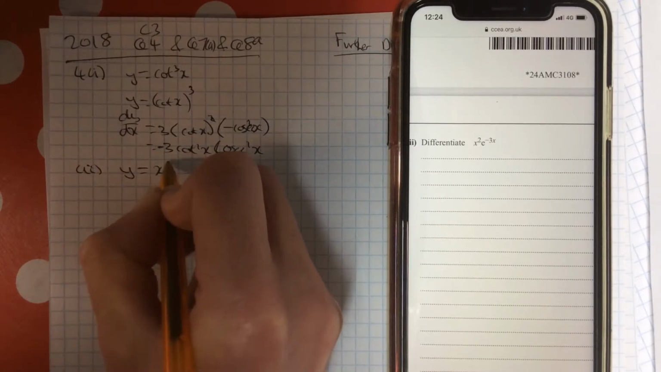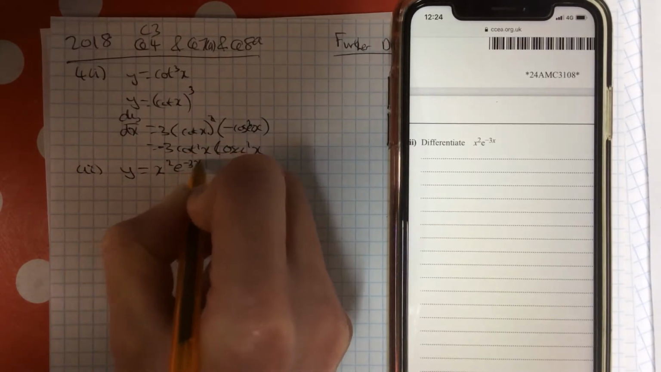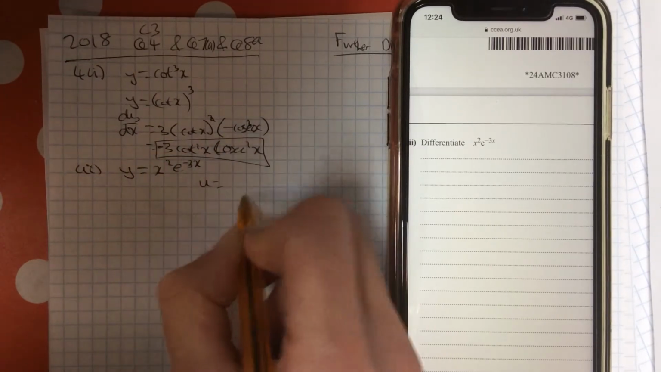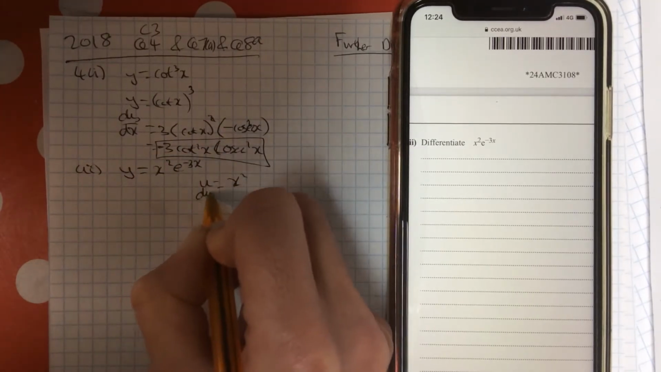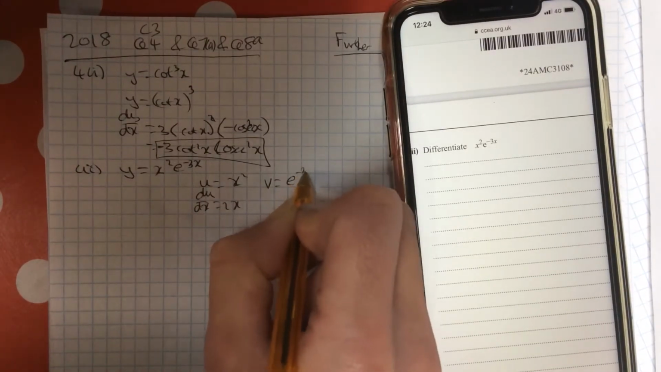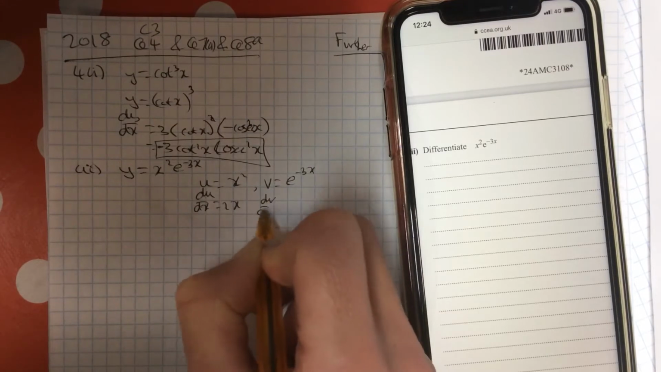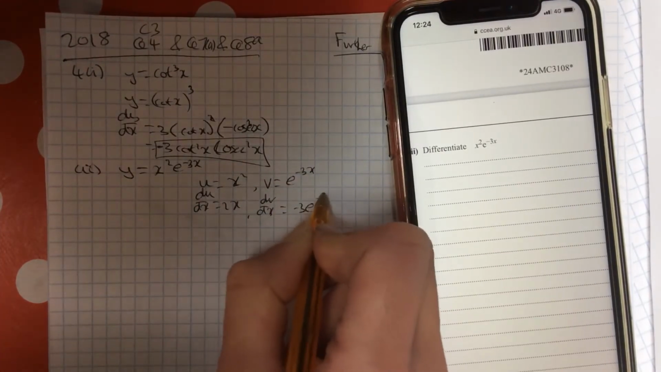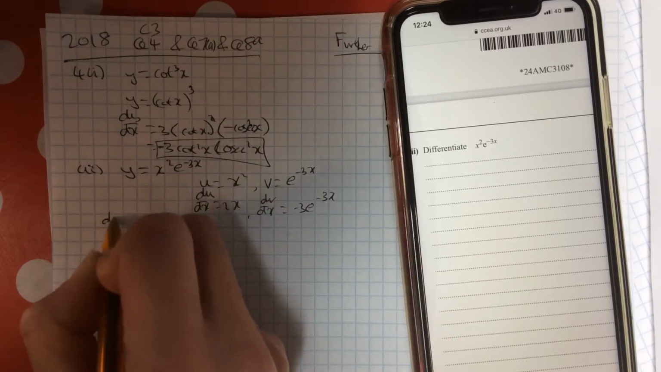The next one on that question is part 2, and it says differentiate this. So set it up as y equals, first of all, it's a product rule. U is the first term, so du by dx is 2x. V is the second term. So to differentiate an exponential, the derivative goes in front and then you write the exponential as it is.